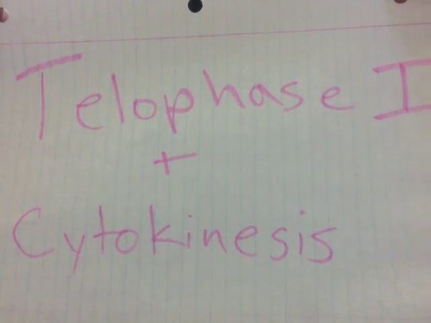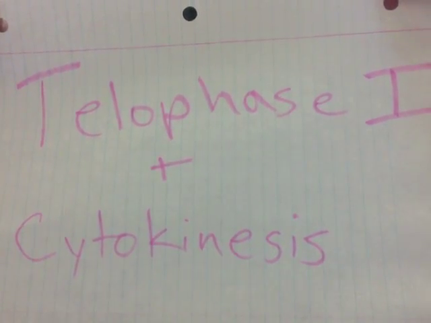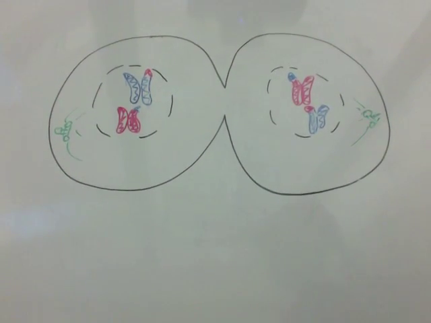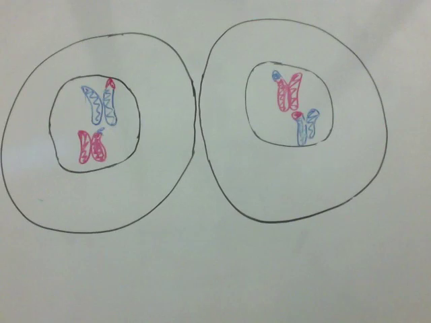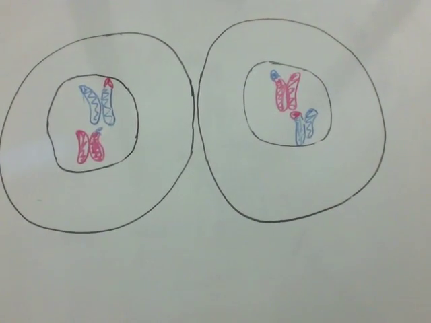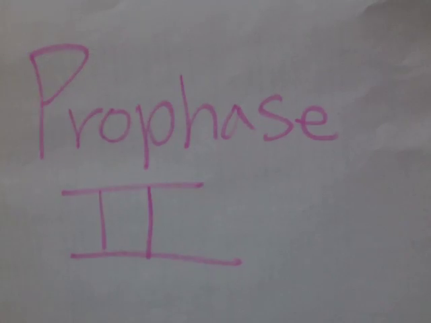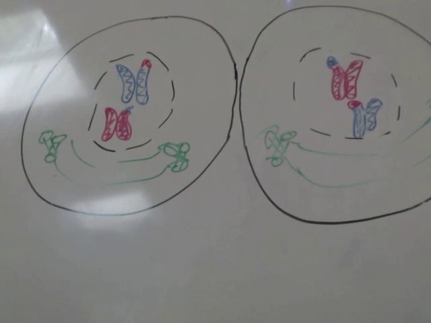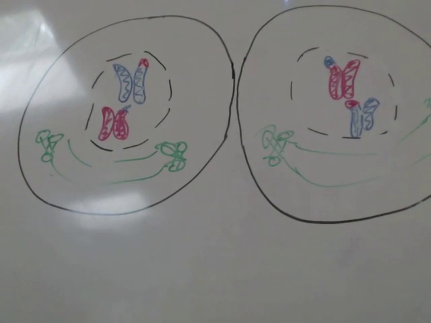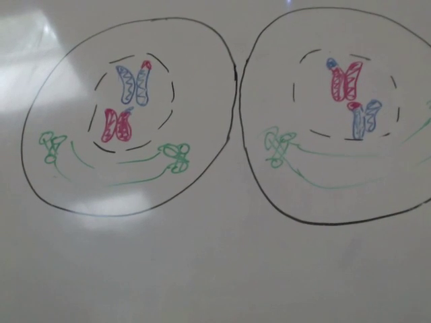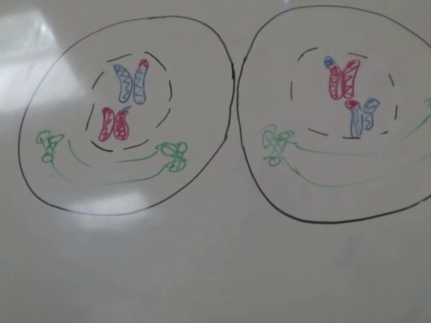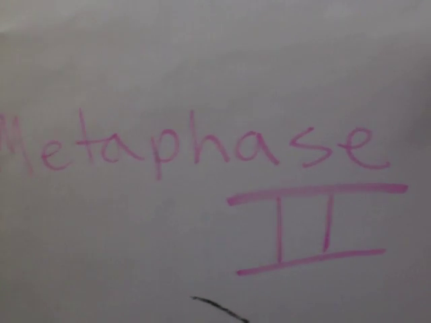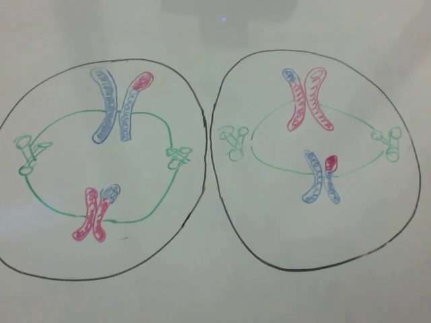Through the process of telophase 1 and cytokinesis, the cell divides into two separate cells. In this process, the nuclear envelope forms around the chromosomes and the spindle disappears. Prophase 2. In prophase 2, the spindle forms and the nuclear envelope breaks up. In metaphase 2, the two sets of sister chromatids align at the equator of the cell.